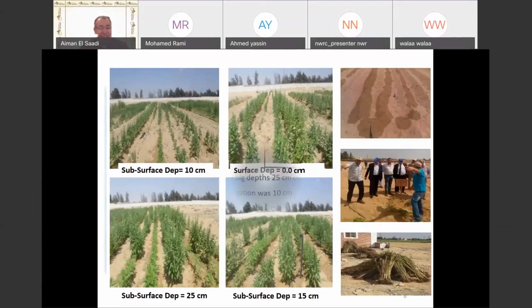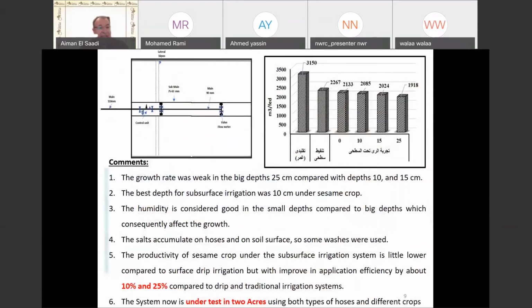The results from such using the subsurface irrigation give us some initiatives, what types of crops are suitable for such new techniques. For example, if we compare the subsurface irrigation with even the surface drip one, it improves efficiency by about 10%. And even if we compare it with the normal and traditional surface irrigation, it saves about 25%. As we said, this system is now under test in 2 more acres to test some more hoses.